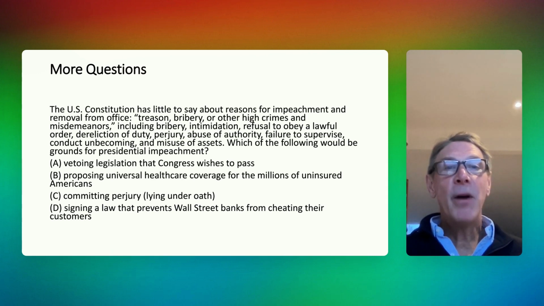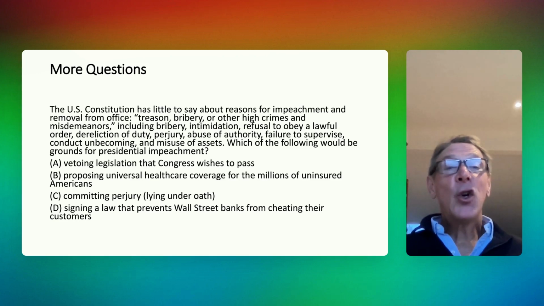B, proposing universal healthcare coverage for the millions of uninsured Americans. Well, I think that would be pretty awful to say you want to fire someone for proposing universal healthcare coverage. C, committing perjury, which is lying under oath.